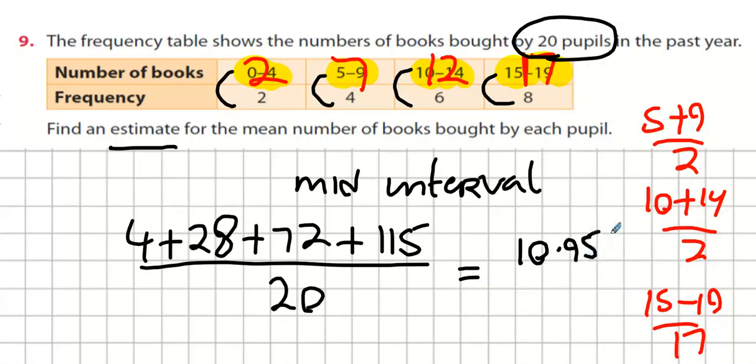10.95 makes sense. Can anybody tell me why it makes sense? Look at 10. 9 and 10 are close to the middle, aren't they? So an average like that would make sense.